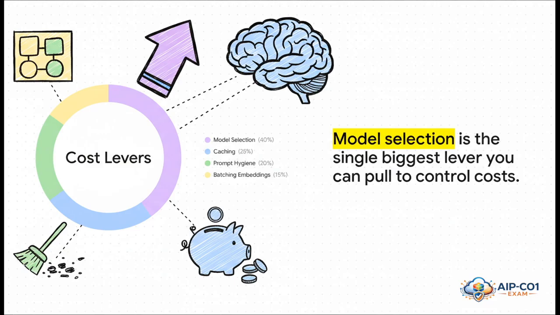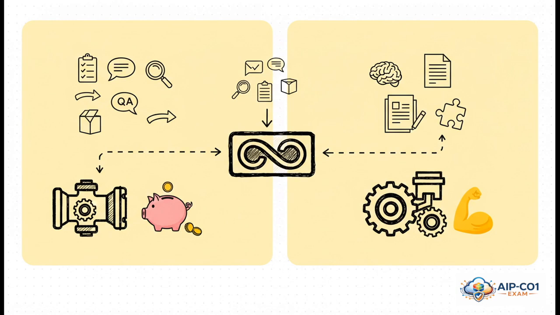The single biggest lever you can possibly pull to control your costs is model selection. It accounts for a huge chunk of potential savings. After that, smart caching, good prompt hygiene to keep your token counts down, and efficient batching of embeddings are your next most powerful tools. So how do you actually use that biggest lever, model selection, in practice?